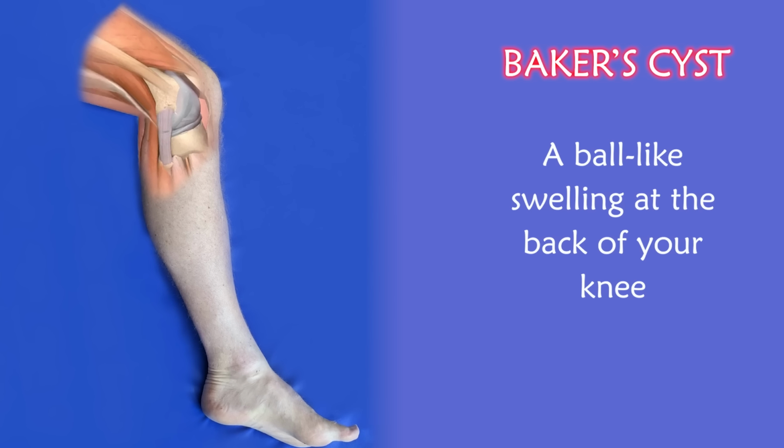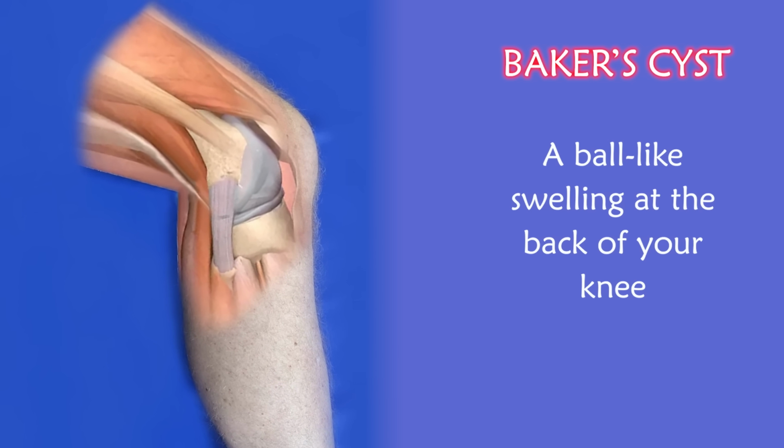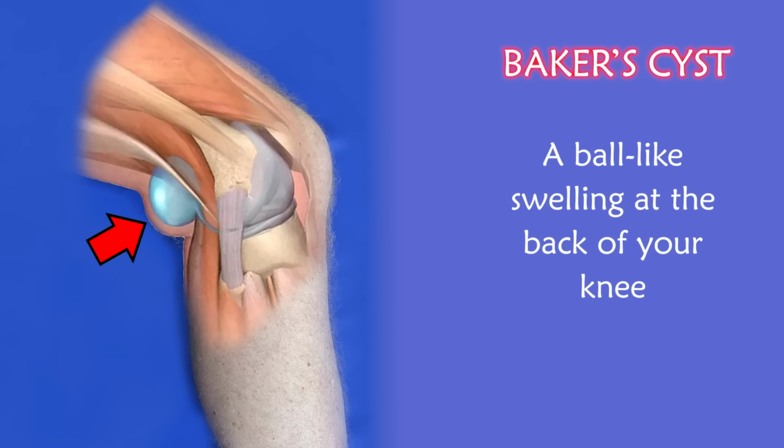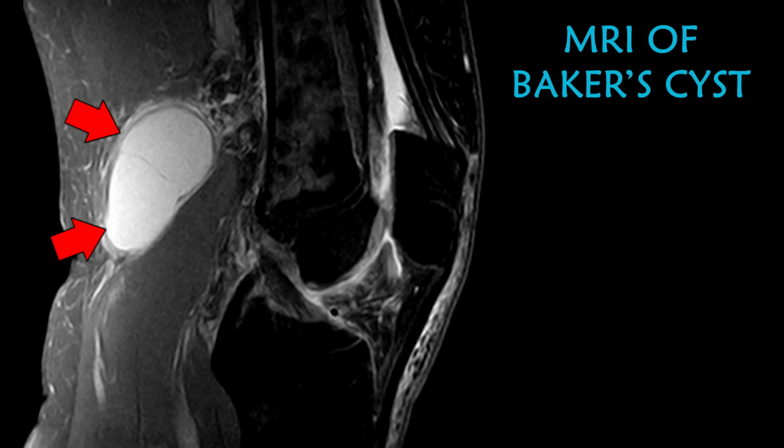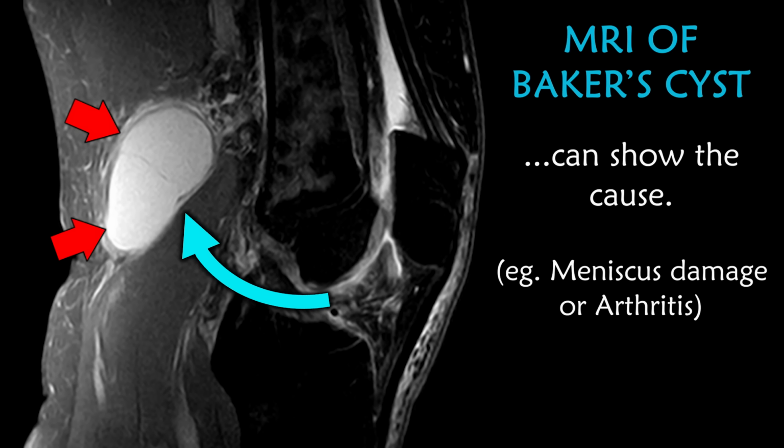Now, if you feel a ball-like swelling at the back of your knee, that'll be a Baker's cyst. These cysts tend to form when swelling inside the knee from things like arthritis or meniscus damage gets pushed into the back of the joint capsule where it attaches to a bursa. Ultrasound can confirm and measure the cyst, but if it's particularly large and it doesn't go away on its own, an MRI can help to figure out what's causing the inflammation.